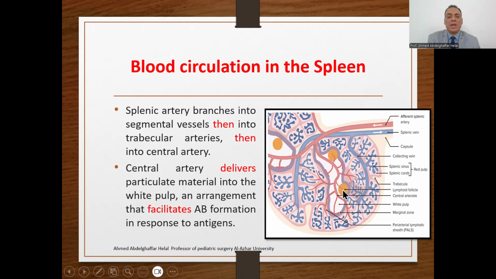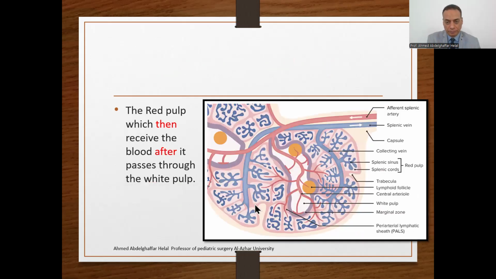It's a small one. The central artery will pass through the white pulp, surrounded by the lymphoid follicle and germinal center. And then after the blood passes through the white pulp, it will reach the red pulp. So the central artery will deliver the particulate material into the white pulp, an arrangement that facilitates antibody formation in response to antigen. So please imagine this very well.